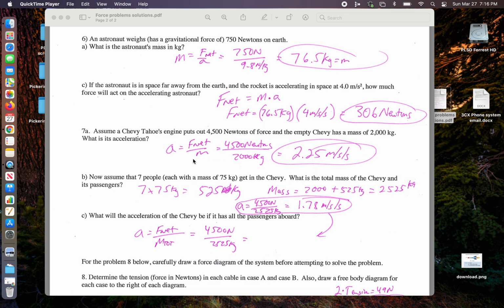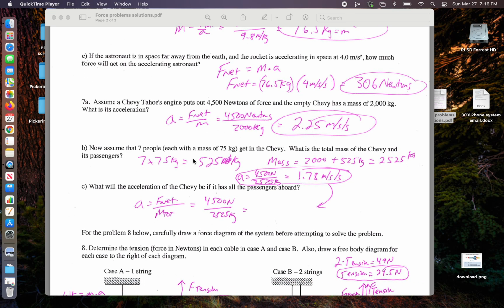306 newtons. A Chevy Tahoe's engine puts out 4,500 newtons of force, and the empty Chevy has a mass of 4,000 kilograms. That's actually kind of a low mass for a Chevy Tahoe. What will be its acceleration? Acceleration is net force over mass: 2.25 meters per second squared.